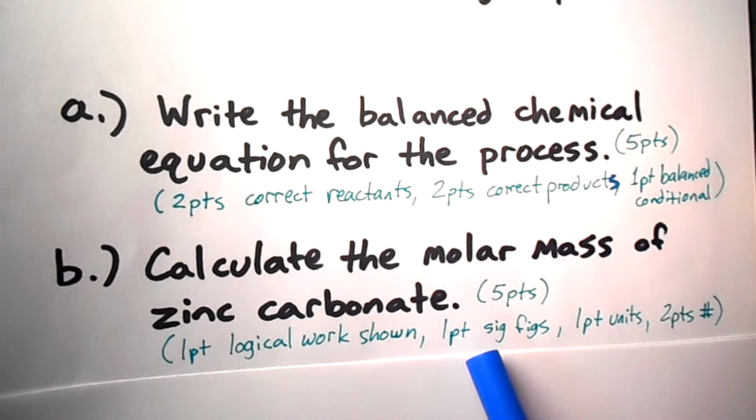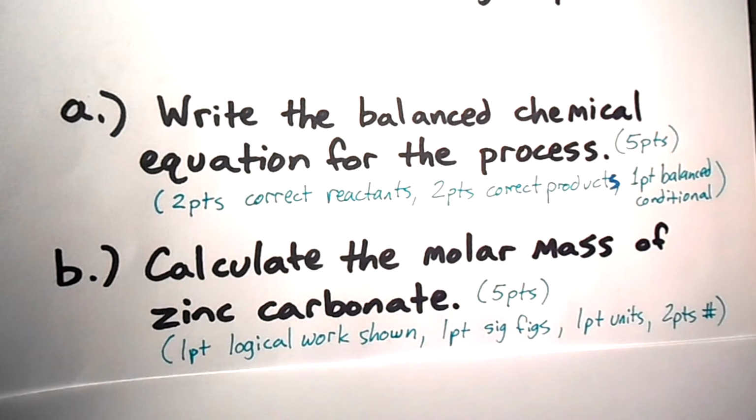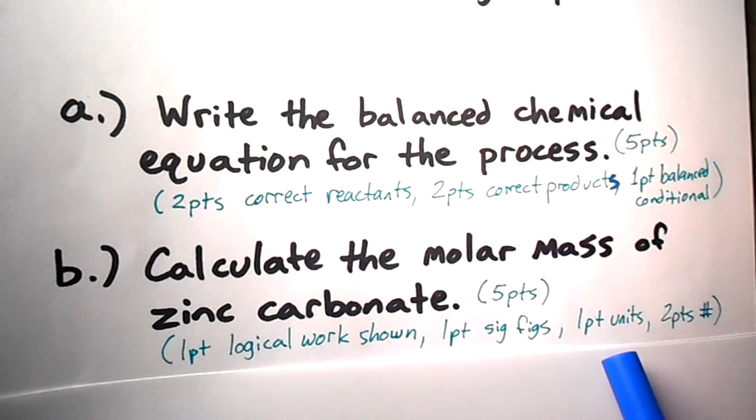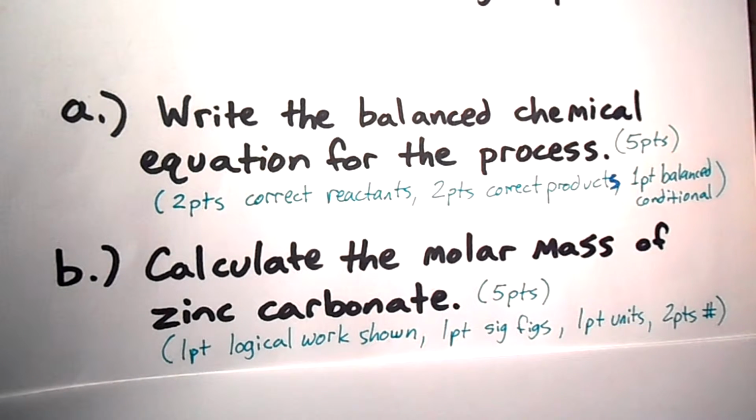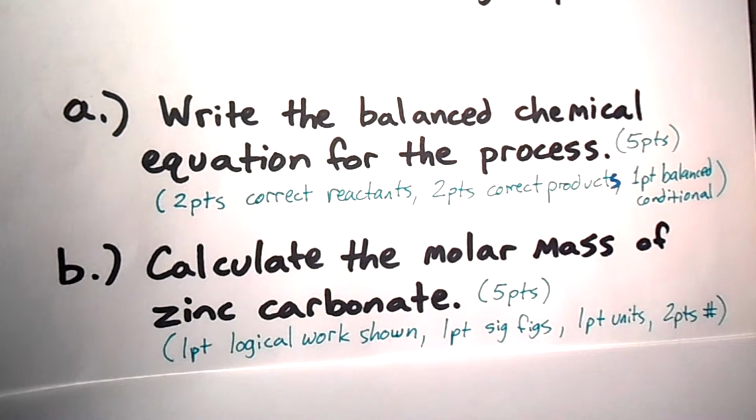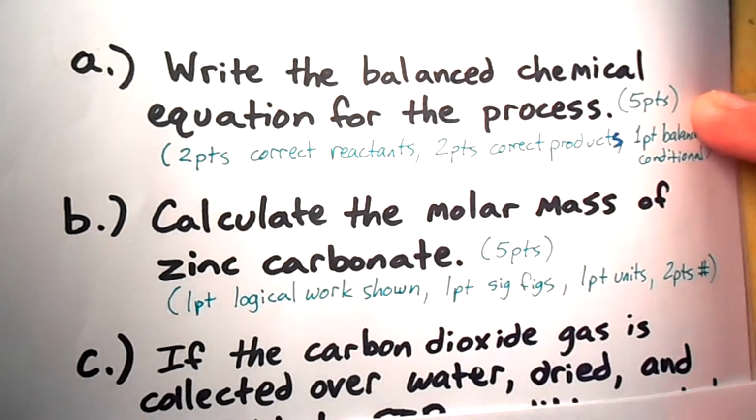1 point if your value, whether it's wrong or right, is rounded to the correct number of significant figures. So you can get the value wrong, but still get that sig fig point. And then 1 point for the correct units. I hope that you know the units for molar mass is grams per mole. So little g/mol.